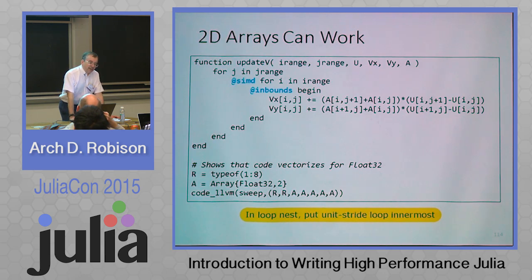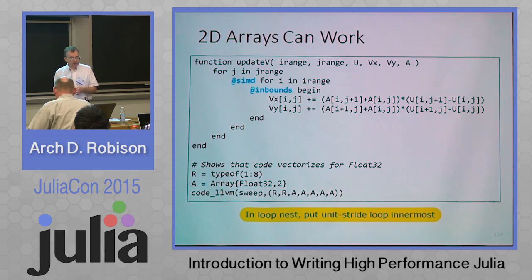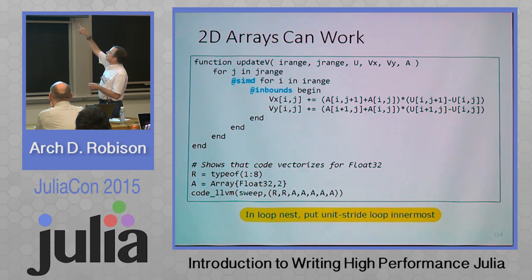2D arrays are vectorized fine. Just make sure that you have a unit stride subscript. So this gets back to traversing arrays column-wise on the inner loop. So this loop, as long as I have the inner loop as the I loop, it vectorizes just fine.